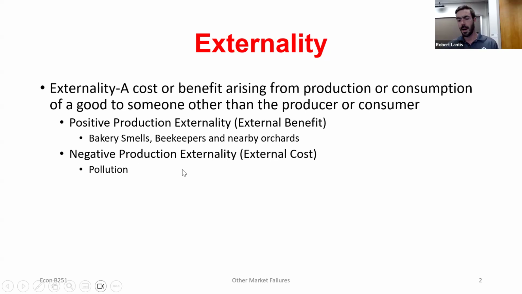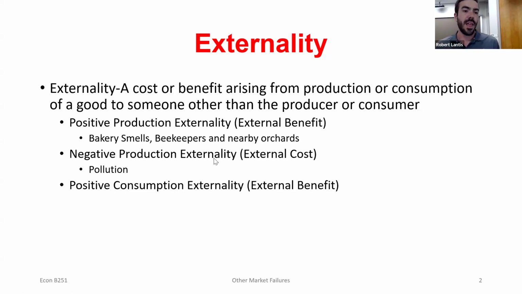So, I don't know, another negative production externality, if you lived in a city, maybe, if you live in an apartment above a bar or something like that, maybe you never go there, you're not a producer or consumer, but the additional noise, right? Noise pollution is causing you to have an additional cost, an external cost, or a negative production externality.